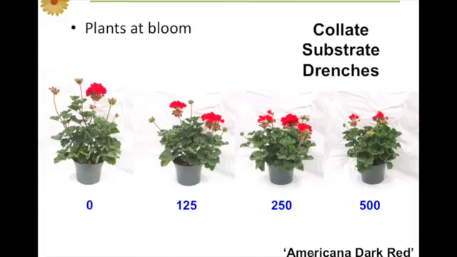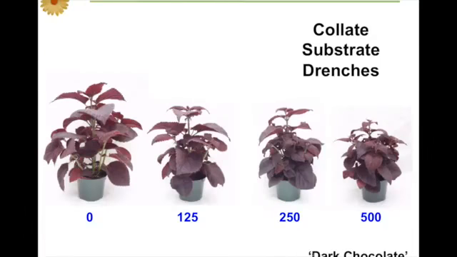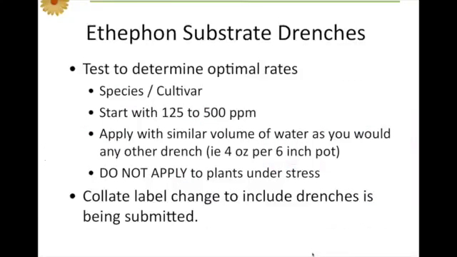And here's some trials we did with geranium. And you can see the growth between 125 and 250 parts per million gave excellent full plants, good results. Substrate drenches on Coleus, same thing. 125, 250 would be where I look at.